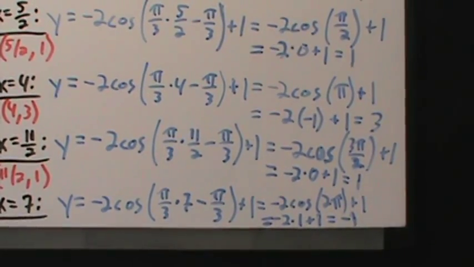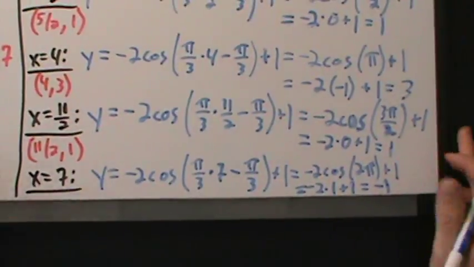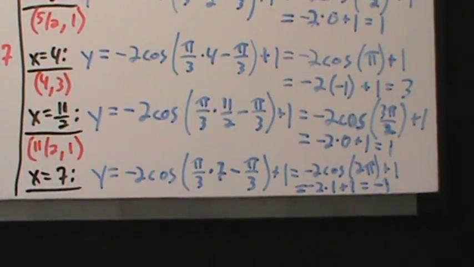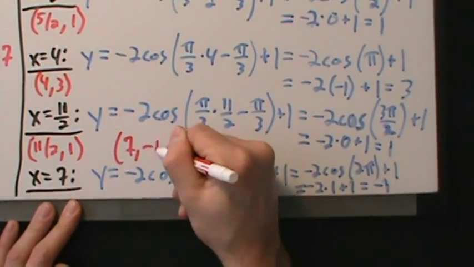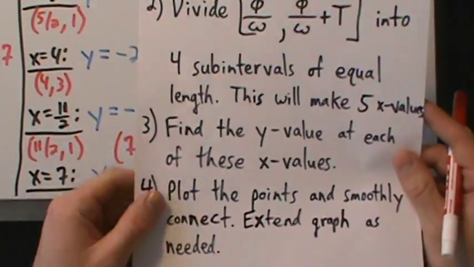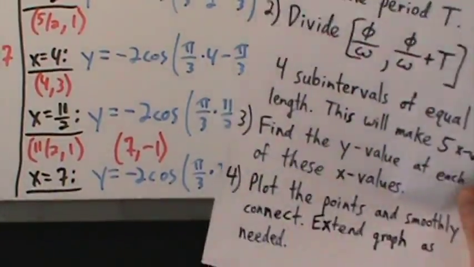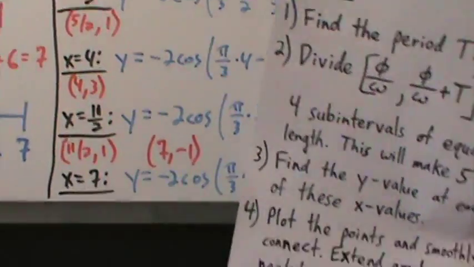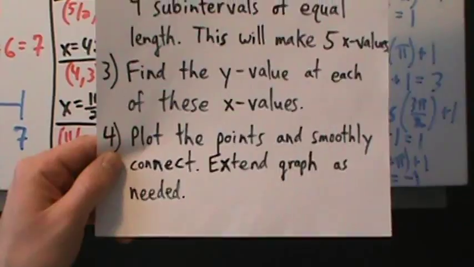So in other words, what we just found out was that when x is 7, y is -1. Okay, so that's going to give us the point (7, -1). All right, so that's it for step 3. We found all the y values and got the points that gave us on the graph. So now step 4 is plot the points and smoothly connect, extend the graph as needed.